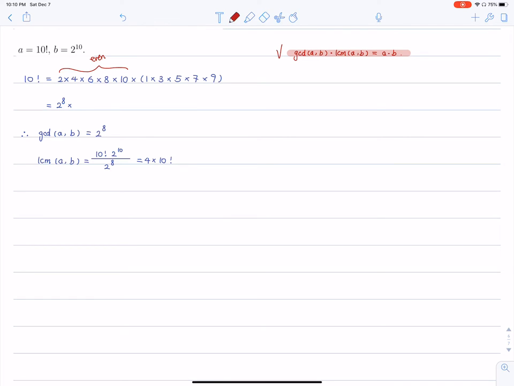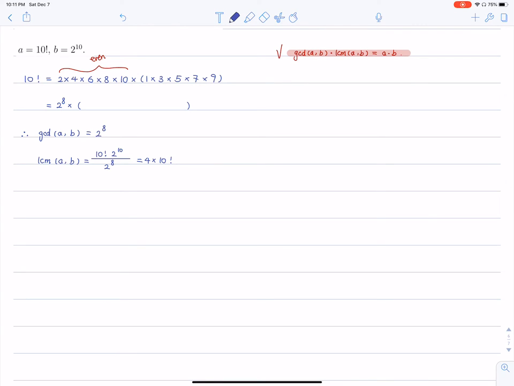Okay, so hold on. Just realized I made a mistake here. Why is that? Because your B is 2 to the power of 10. And your GCD is the greatest common divisor. So if you want to find your common divisor, you know that has to be 2 to the power of something, which means you don't care about the odd numbers. What do I mean by this?